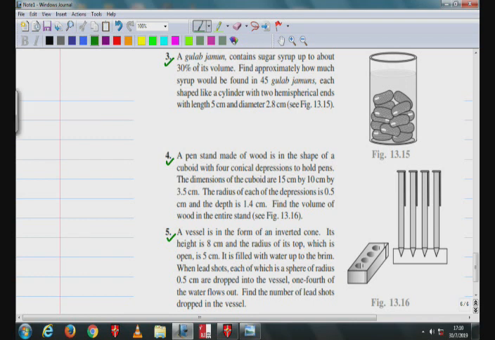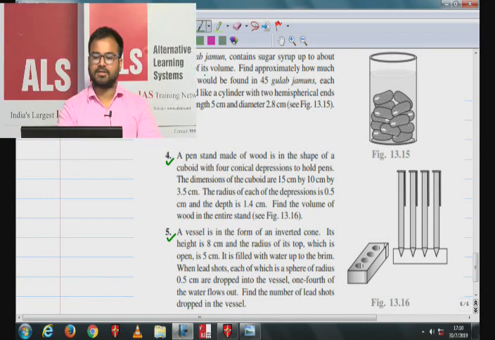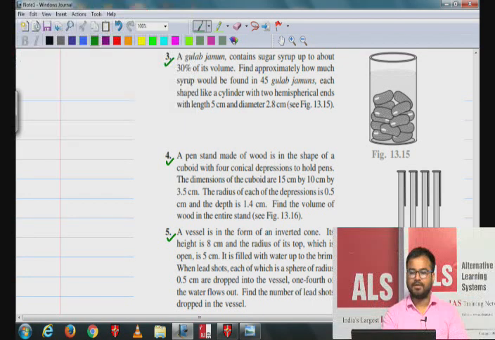So it says, a gulab jamun contains sugar syrup up to about 30% of its volume. Find approximately how much syrup would be found in 45 gulab jamuns, each shaped like a cylinder with two hemispherical ends, with length 5 centimeter and diameter 2.8. So each gulab jamun is in the shape of a cylinder with two hemispherical ends like this. Hemisphere over here and hemisphere over here.